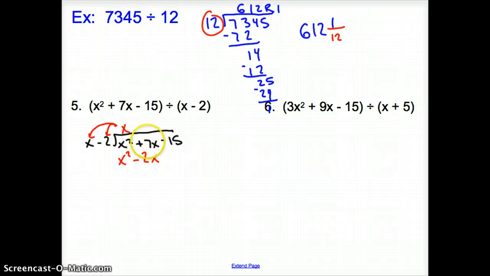Ladies and gentlemen, what do we have to do with the signs? We have to change them. So now it's going to be minus in front, plus the 2x cancels out. This should turn into a 9x. Bring the negative 15 down. Now we have to find what can we take times x to be 9. Well, that's just going to be a plus 9. So it's 9 times x to get a 9x, 9 times a negative 2 to get a negative 18.